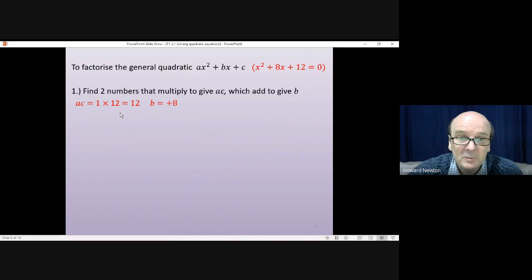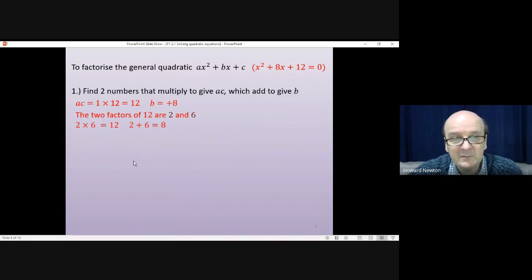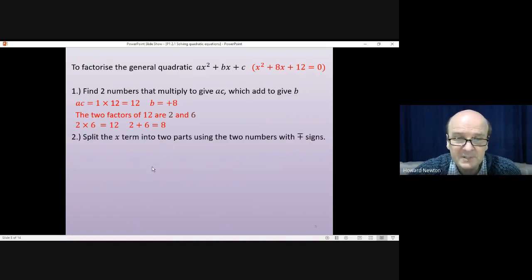AC is 1 times 12, which is 12. B is 8. So we're looking for two numbers that multiply to give 12 and add to give 8. The two numbers that work in this case are 2 and 6. 2 times 6 is 12, 2 plus 6 is 8. They work. We then split the middle term into two parts, using these two numbers with their plus or minus signs. In this case, both are plus.